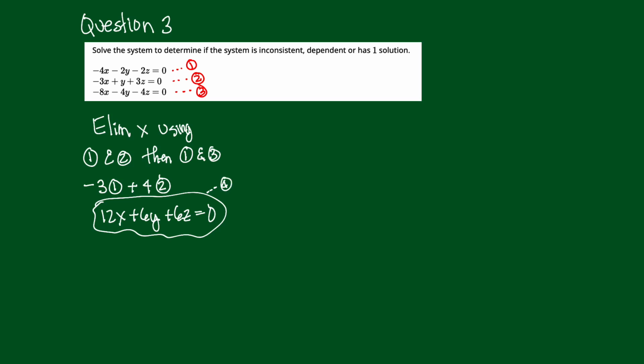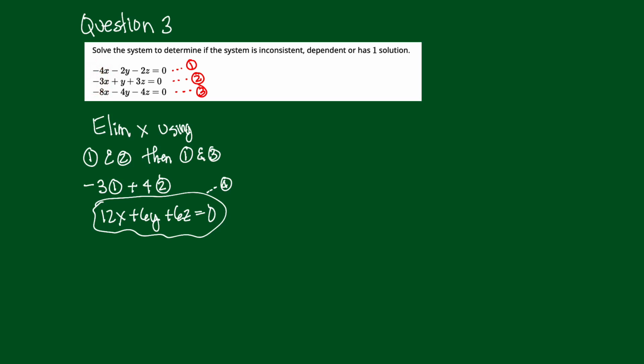Now, let's use 1 and 3. All right, I used 1 and 2. Now let's use 1 and 3. So I've got a 4 and an 8. Okay, I can turn them into 8. So all I have to do is multiply this by 2. But I wanted the opposite sign. So how about negative 2? Negative 2 times negative 4 will give me positive 8, and then that will drop that one out.